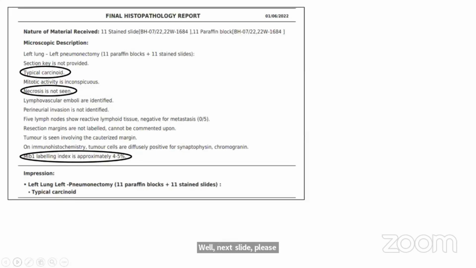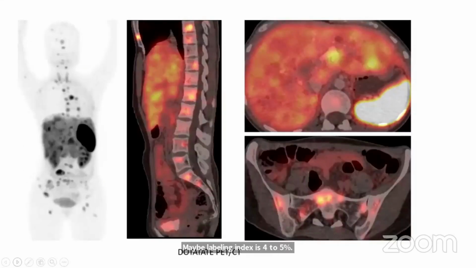Now these were the features that were seen. It was again a typical carcinoid, but necrosis was not seen. MIB labeling index is 4 to 5%. This was from the pneumonectomy specimen. However, when a repeat biopsy was done at TMH, it came out as grade 2. Now, this was the DOTA-TATE scan.